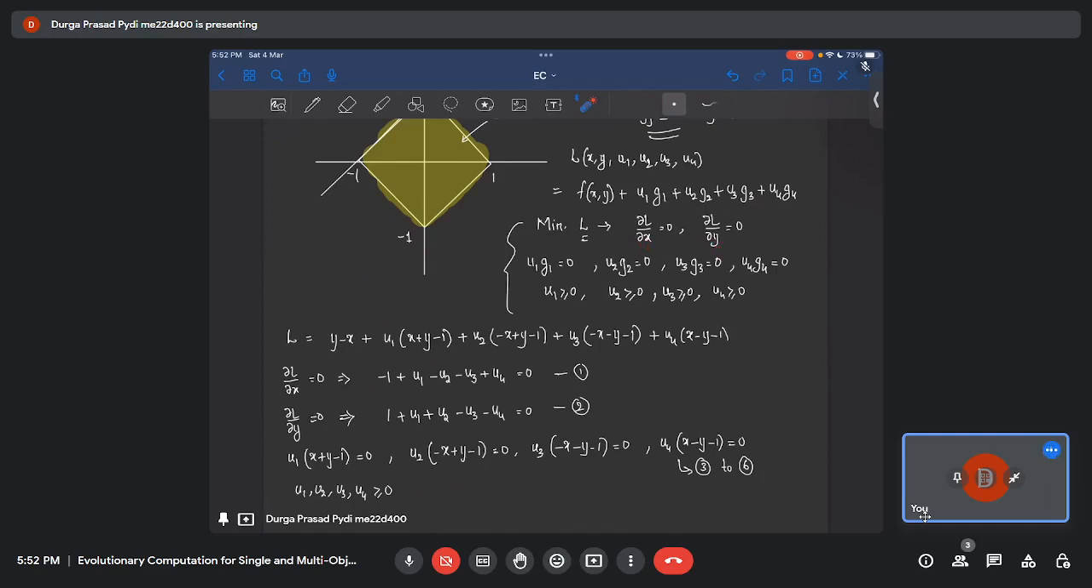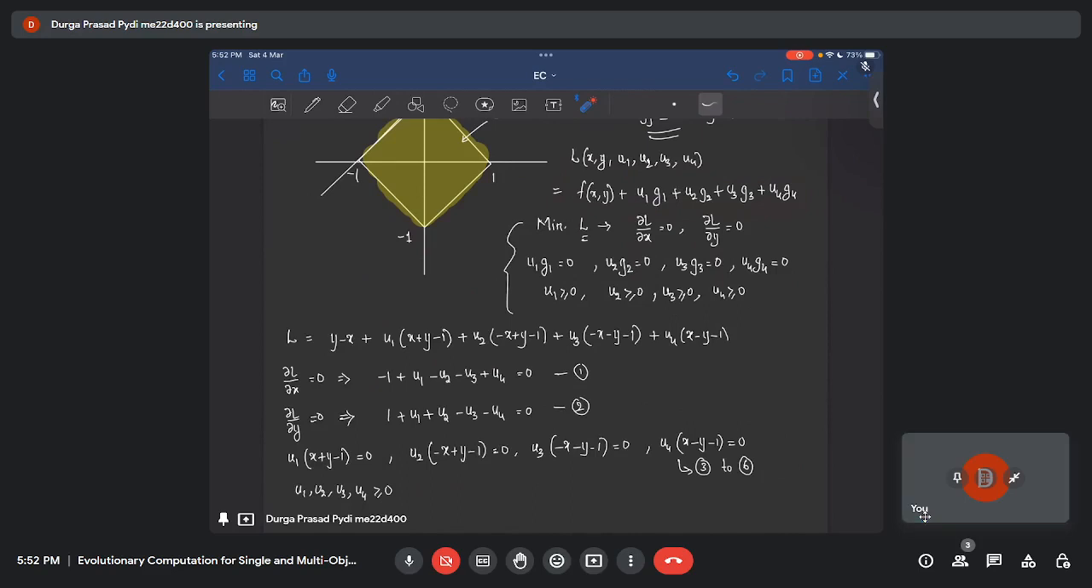So now I have two equations, but I have 6 unknowns. So I will not be able to solve this set of equations. So I am putting additional constraints like u1 g1 equal to 0, u2 g2 equal to 0, u3 g3 equal to 0 and u4 g4 equal to 0. When I impose these additional constraints, then in the original equation, all these terms will go to 0 and minimizing L will be equivalent to minimizing f of x comma y.